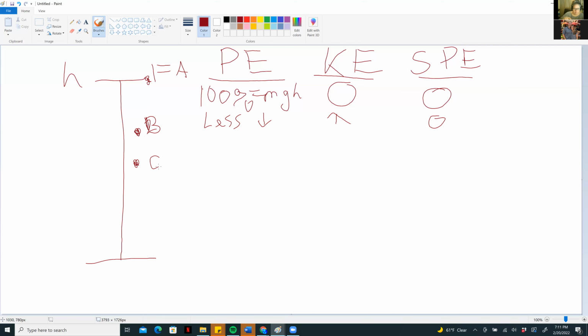Still some potential energy. And what's still happening to it? Is it going up, going down, staying the same? Down. Yeah. So our potential energy continues to decrease. What's happening to kinetic energy? I think it's still increasing because it's still moving.